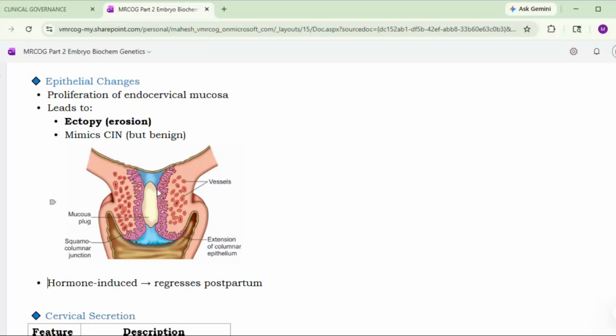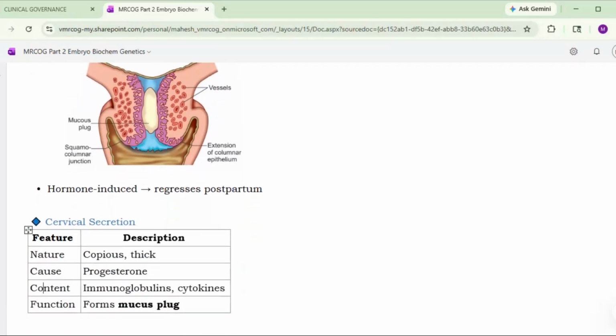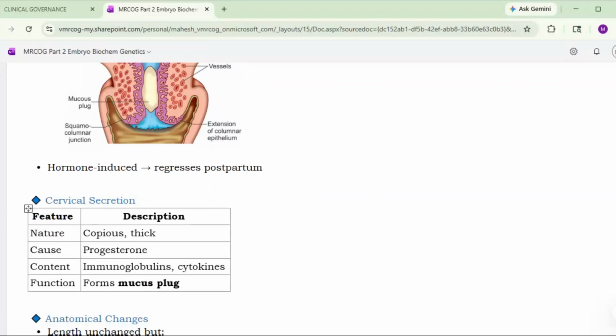Not only that, the cervix will have secretion which is thick, and this secretion is also increased. These changes which are happening in the cervix are hormone induced, but they will regress postpartum. The cervical secretion will become copious and thick. It forms a sort of plug under the influence of the hormone progesterone. It contains immunoglobulins and cytokines, and it forms the mucus plug.